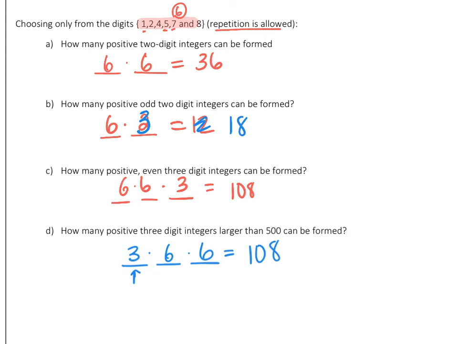Okay, so you can go ahead and practice some of these. You just have to read them carefully, set out your number of decisions to make, and then multiply together.